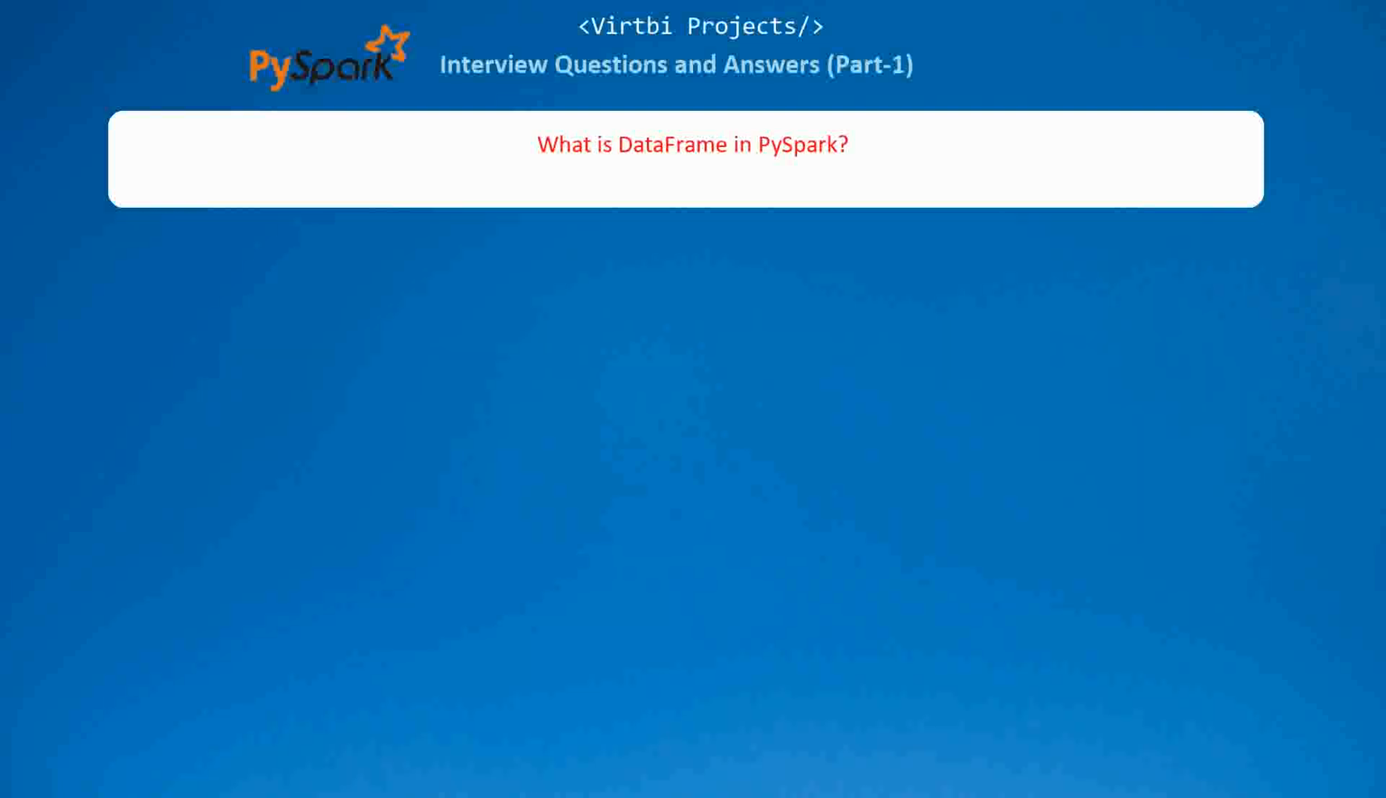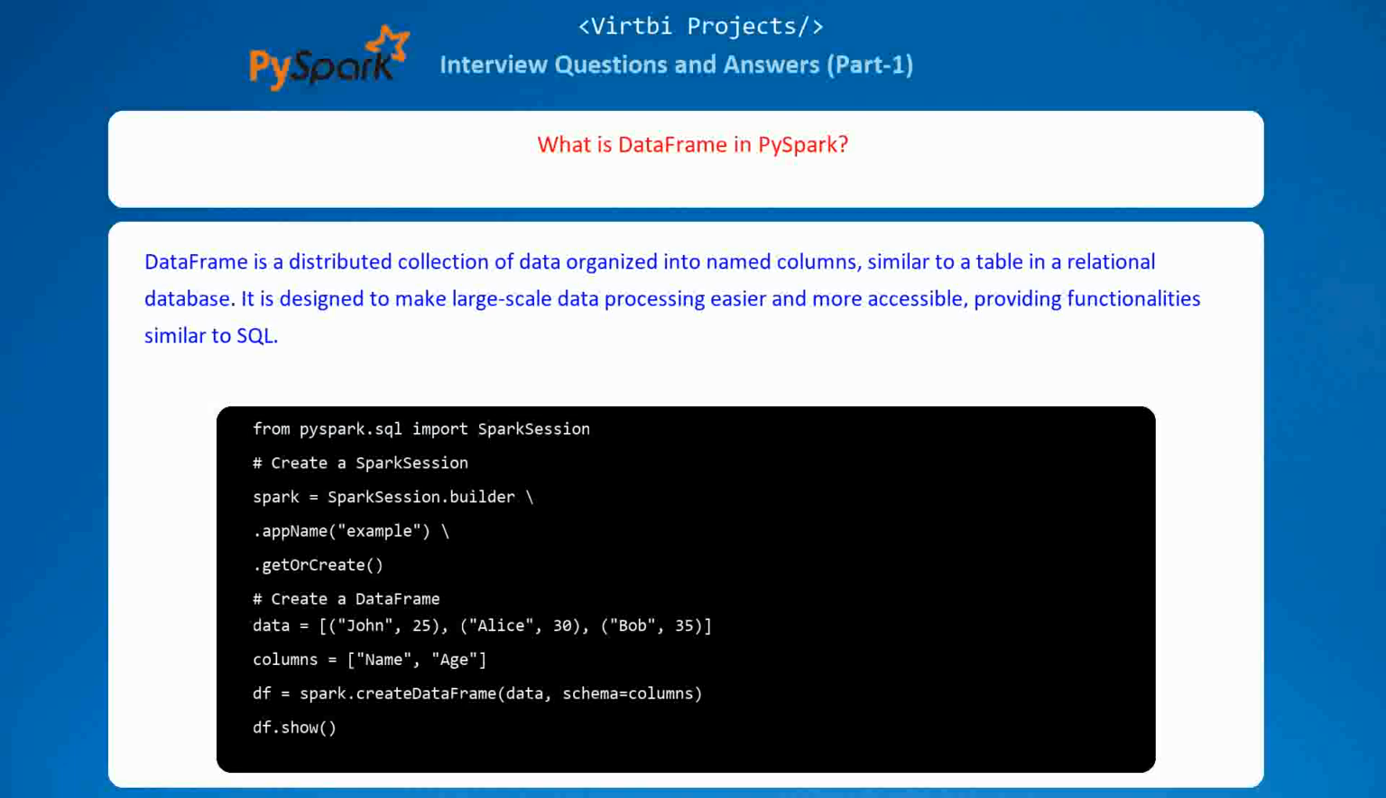What is data frame in PySpark? Data frame is a distributed collection of data organized into named columns, similar to a table in a relational database. It is designed to make large-scale data processing easier and more accessible, providing functionalities similar to SQL. This example creates a data frame from a list of tuples representing name and age pairs. We specify the column names using the schema parameter and create the data frame. Finally, we display the data frame using the show function.